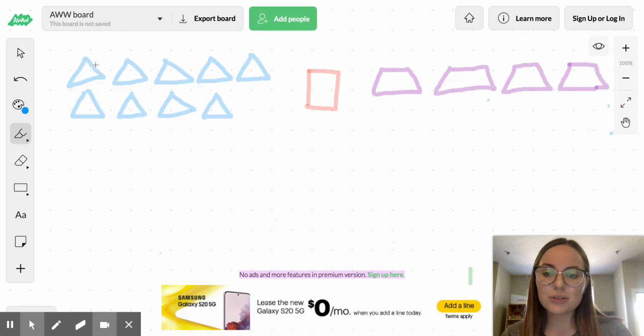Okay, so you should have counted that there were 9 blue triangles. Let's count to make sure. 1, 2, 3, 4, 5, 6, 7, 8, 9. So I'm going to write 9 down here so we remember.